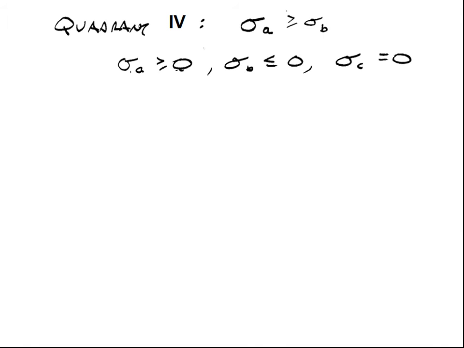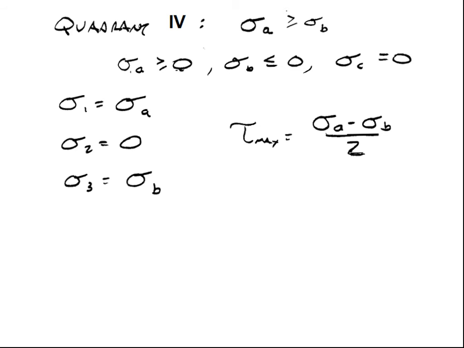Okay, now let's move over to quadrant 4. So in this case, sigma A is going to be greater than or equal to sigma B. And also in quadrant 4, one of the principal stresses, in this case sigma A, is going to be positive and the other one's going to be negative. So reordering them from high to low, sigma 1 to sigma 3, we find that tau max is equal to sigma A minus sigma B divided by 2.